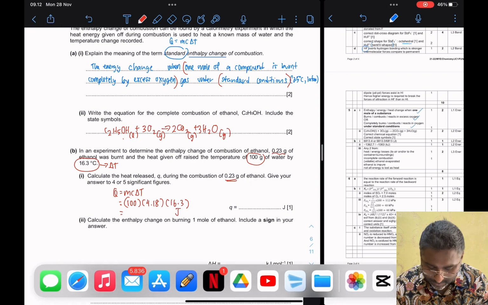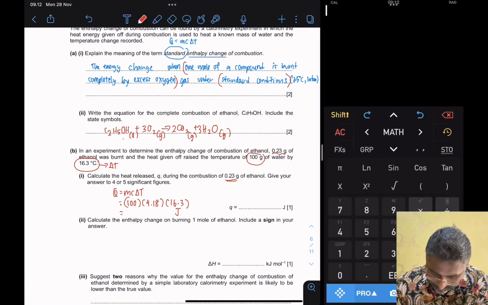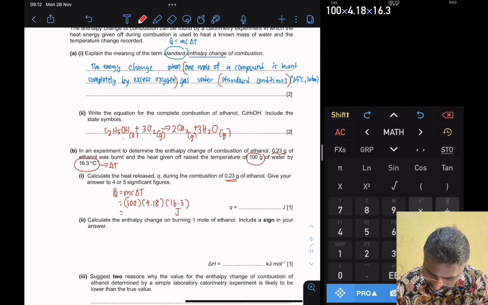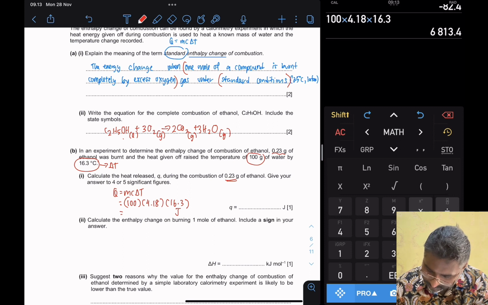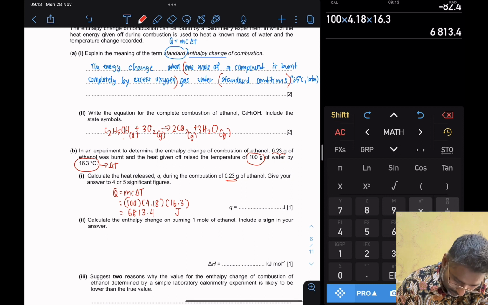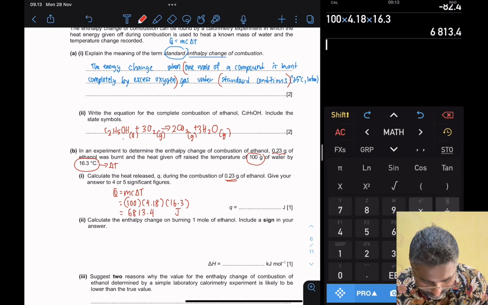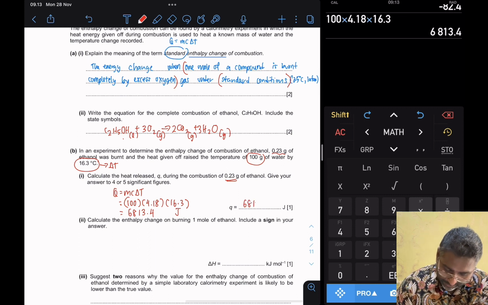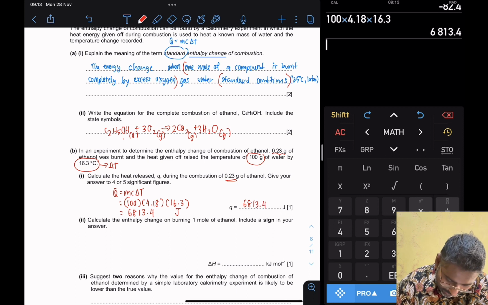If I calculate quickly, 100 times 4.18 times 16.3 is going to give me 6813.4 joules. So that is going to be my energy. In this case, they say 4 to 5 significant figures, so I will just maintain this one, 6813.4.